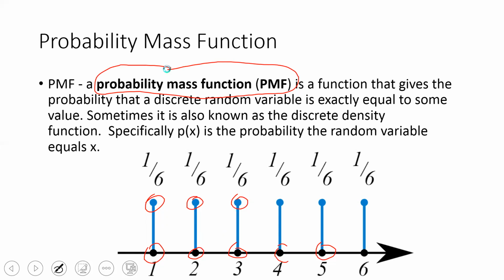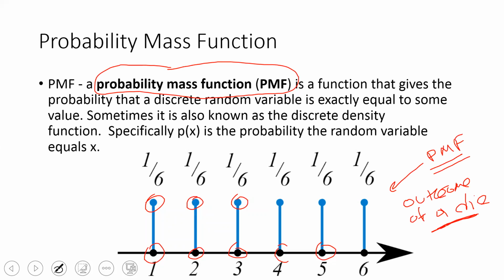See, this is the probability mass function of the outcome of a die. So what is the probability of getting 1 in a die? It is 1 by 6. Probability of 1 is 1 by 6, probability of 2 is 1 by 6.